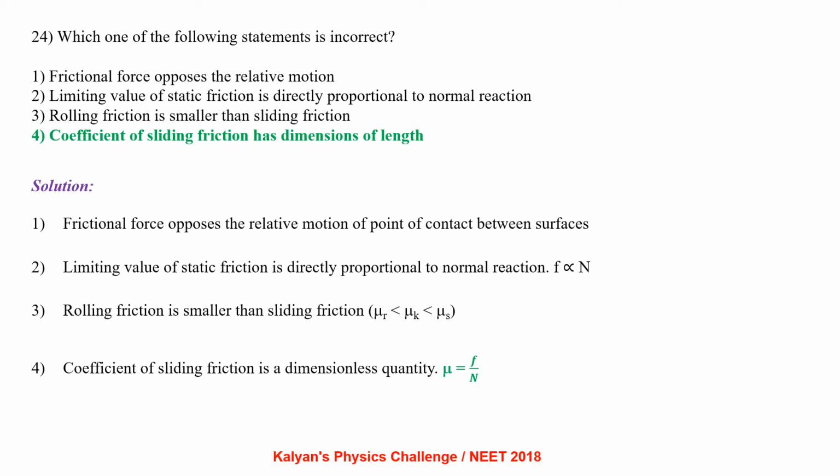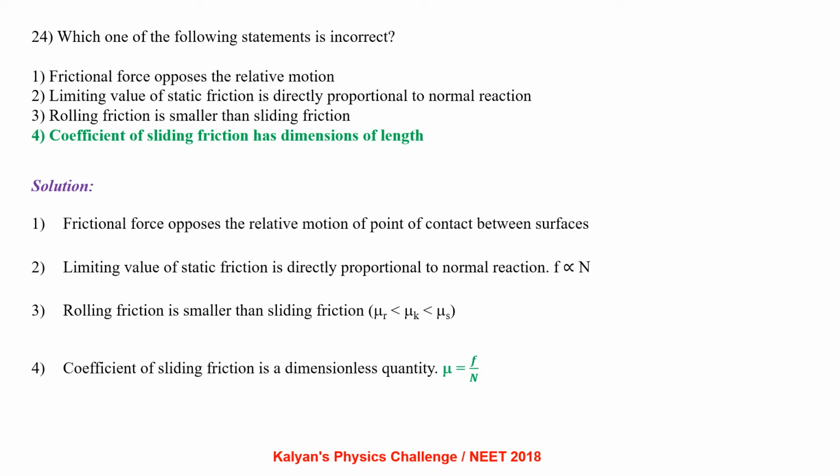Let us analyze the statements one by one. First statement: frictional force opposes relative motion of point of contact between two surfaces. So it is a correct statement. Limiting value of static friction is directly proportional to normal reaction. So it is also a correct statement. Rolling friction is smaller than sliding friction. That is true. This is how we use wheels for vehicles in order to convert sliding friction into rolling friction.